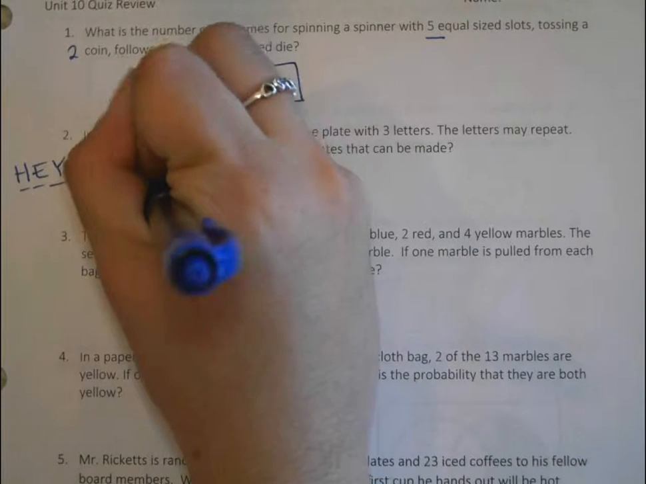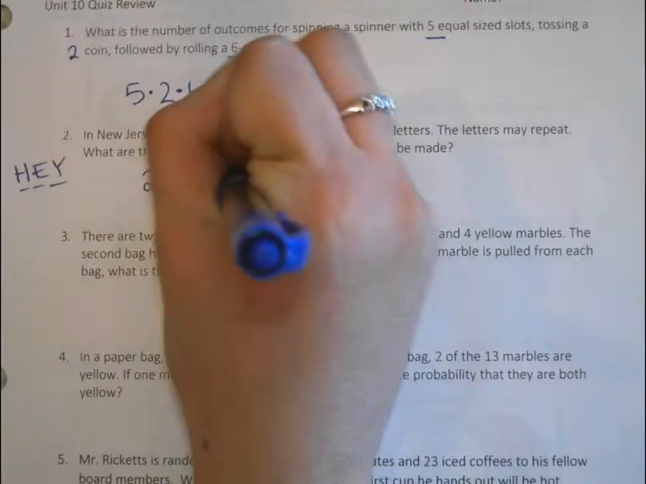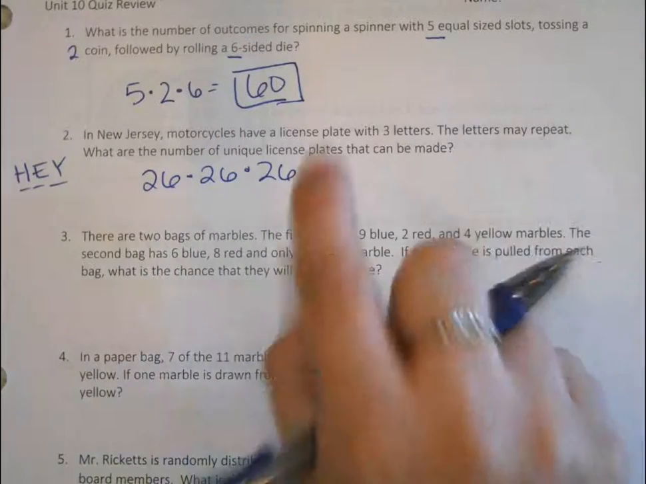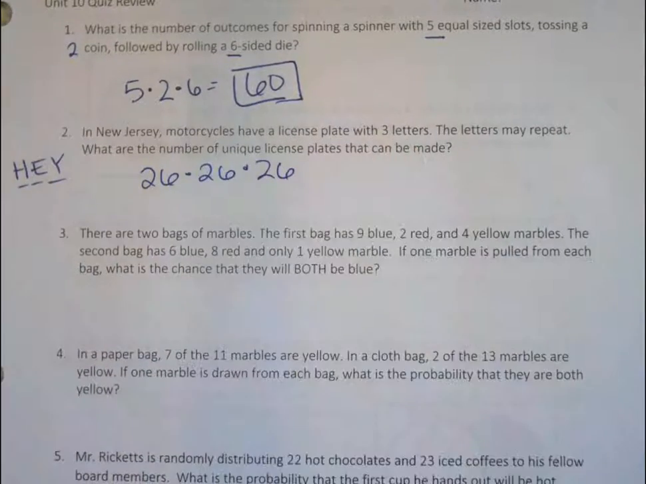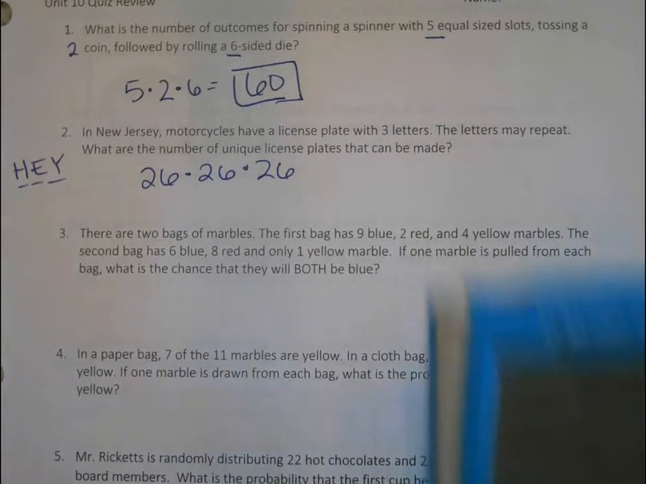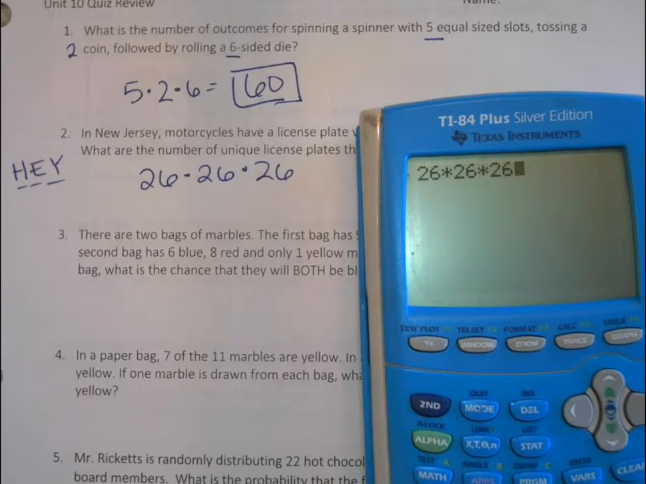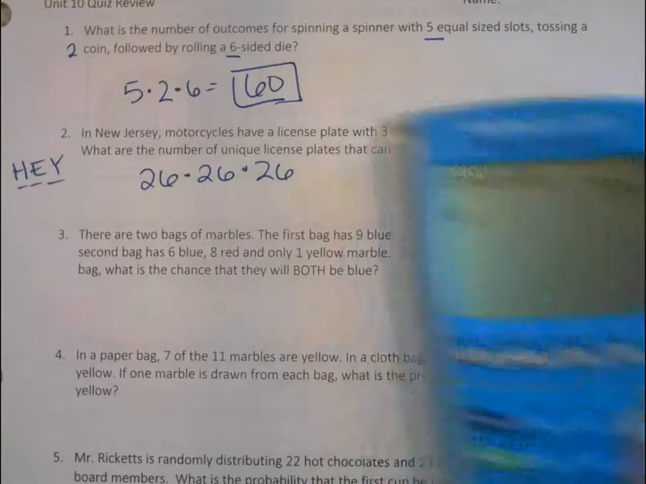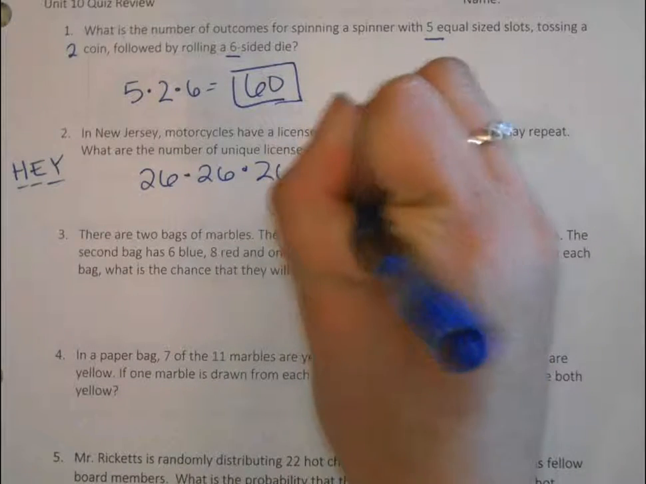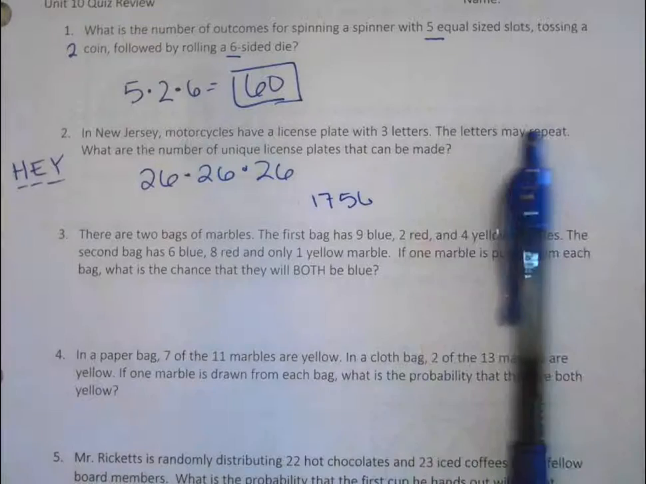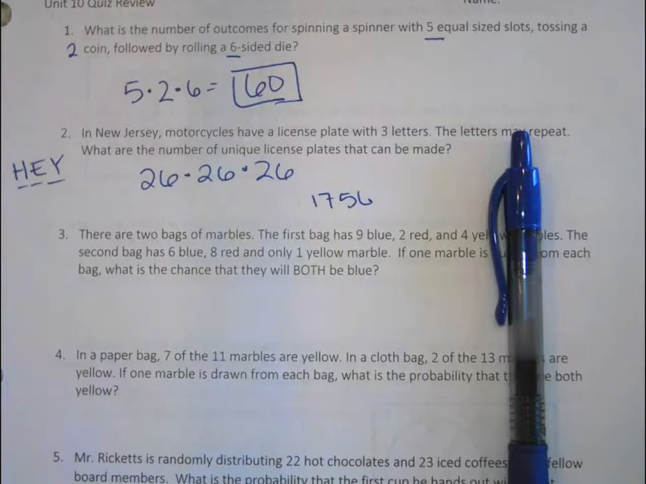So what I'm going to do for this one is I'm going to do 26 times 26 times 26. I'm going to multiply 26 out 3 times because there's 3 letters. So this one I cannot do in my head. So I'm going to do 26 times 26 times 26, which gives me 17,576. Give me 1 second to get it down.